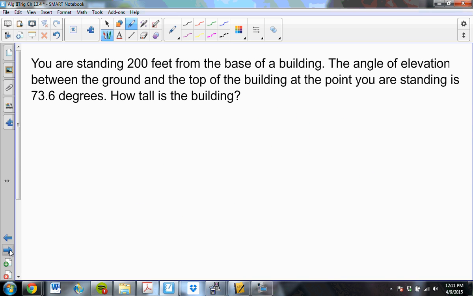Next one, you were standing 200 feet from the base of a building. It's always very helpful just to draw these little pictures. So here are you, and here's the base of the building, and right now it looks like you're about half the size of the building, so way to go, you're really tall.